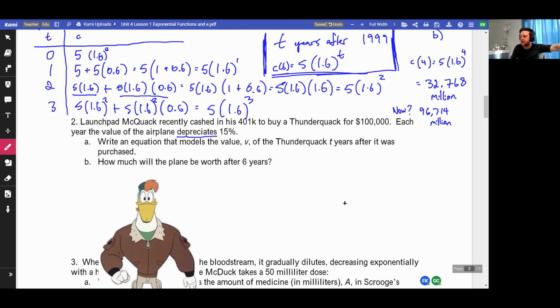Depreciate. So we're losing value. Write an equation that models the value of the Thunderquack 2 years after it was purchased, and how much will the plane be worth after 6 years? So this is a very similar problem. The difference is we're depreciating.